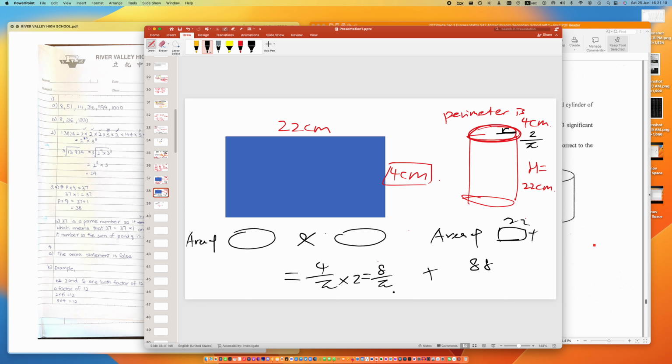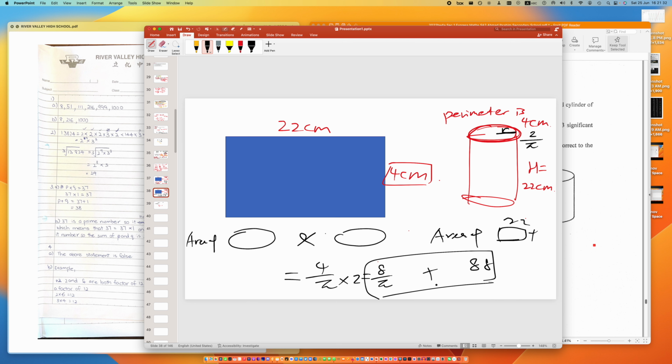So 88. You just add these two up, you get the surface area. Okay? So for this paper, let's say I give you this paper and I ask you to roll it into this cylinder. Actually, you don't need to consider the top and the bottom because there is no surface.